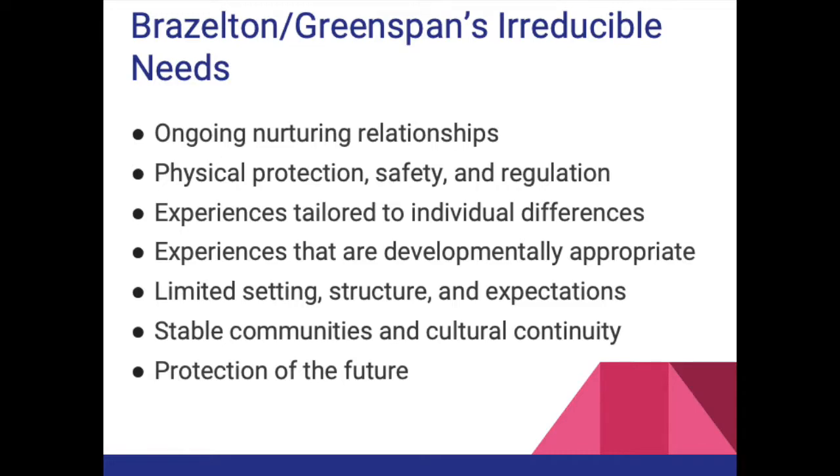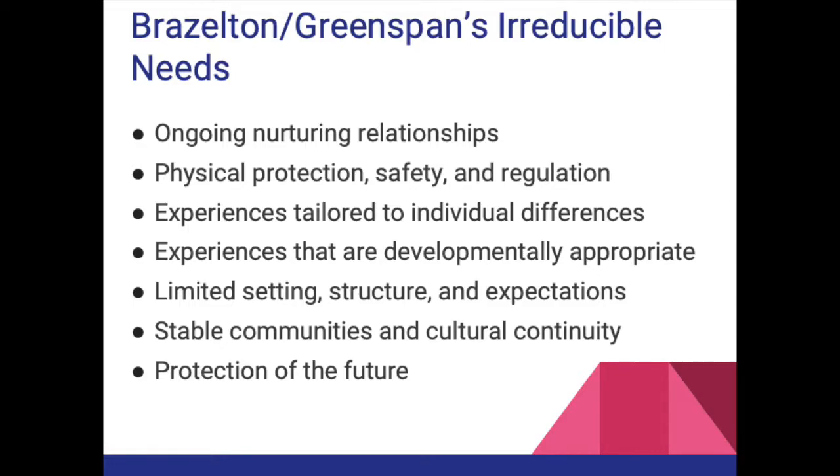All right, some more things about needs. We have 2 other noted psychologists, Brazelton and Greenspan. Okay, T. Barry Brazelton and Stanley I. Greenspan. They researched the basic needs of all children. They identified 7 needs that children have to meet to thrive and flourish for a lifetime. They call these the irreducible needs of children. Irreducible means impossible to make smaller or simpler. So these are the basic needs of all children.